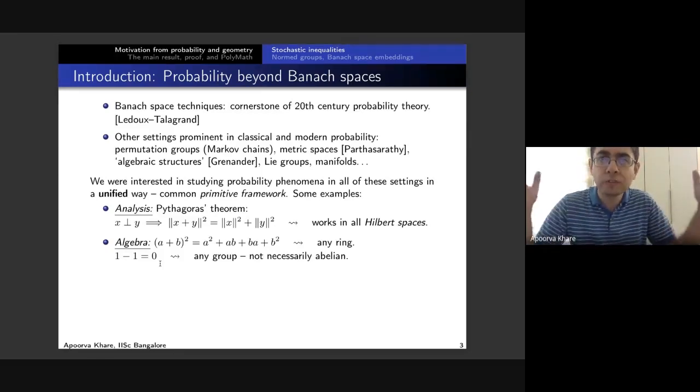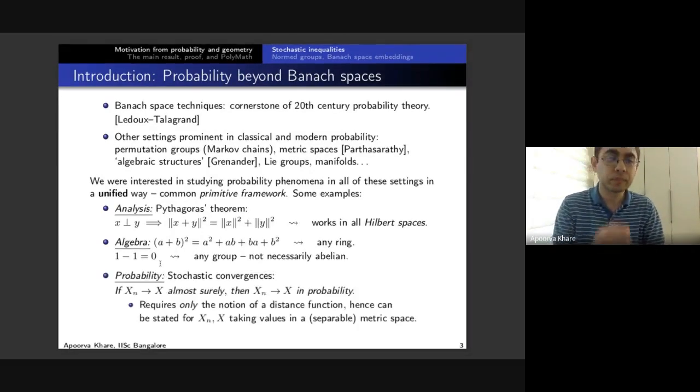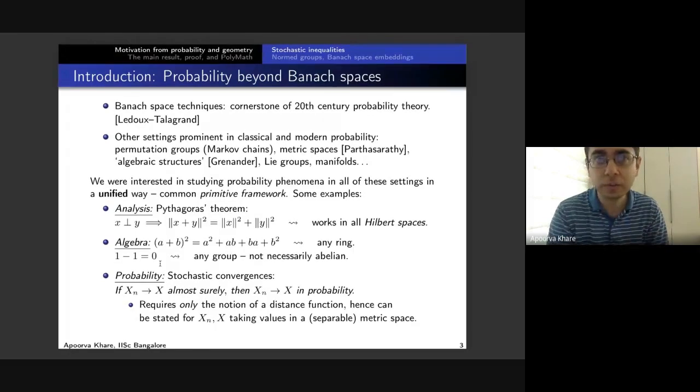It should be broad enough to encompass lots and lots of different settings, not just the ones we are traditionally used to working in. And in probability, here is an example of a primitive framework. If you have seen probability; if not, then don't worry about this slide and the next. If Xn goes to X almost surely, where Xn and X are a sequence of random variables, then Xn converges to X in probability.